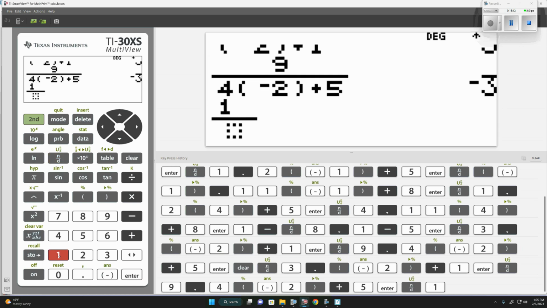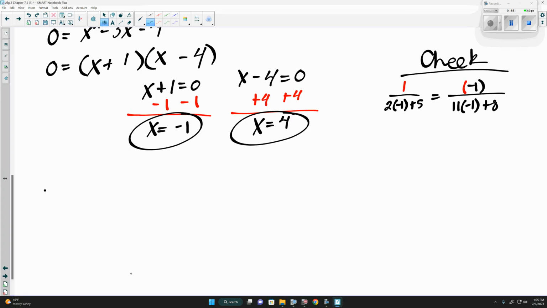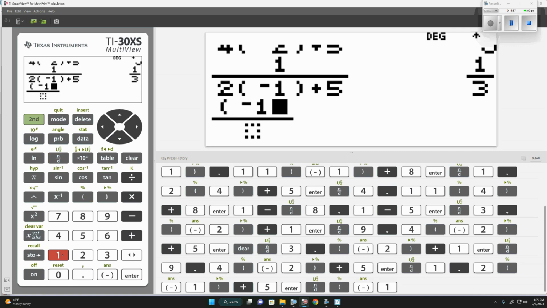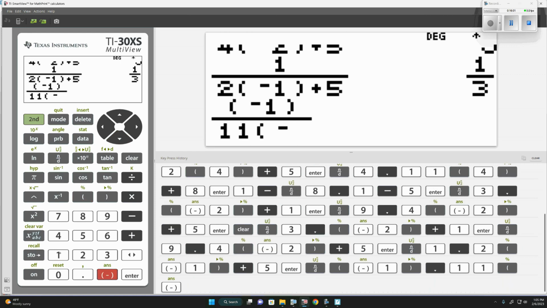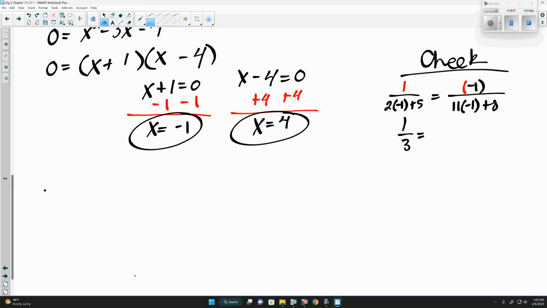We can type in 1 over 2 times negative 1 plus 5. Okay, that's 1/3. Then we can type the other one in. Negative 1 over 11 times negative 1 plus 8 is also 1/3. Okay, it works. We checked it. We made sure it worked.